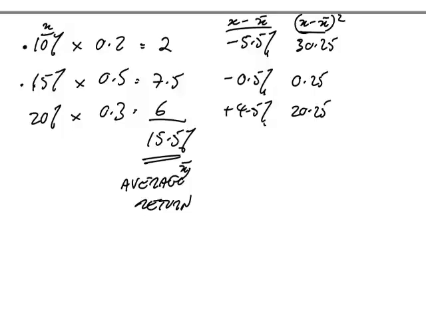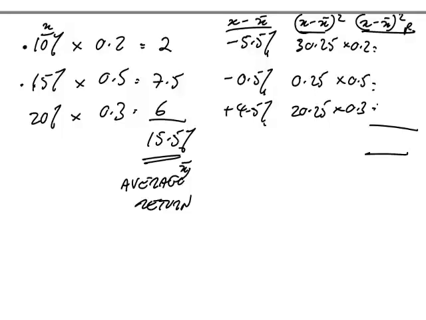But then we take the weighted average. We multiply by the probability. 0.2, 0.5, 0.3. Multiply and add. So check. We're not quite there yet, but I get 12.25. Everybody?